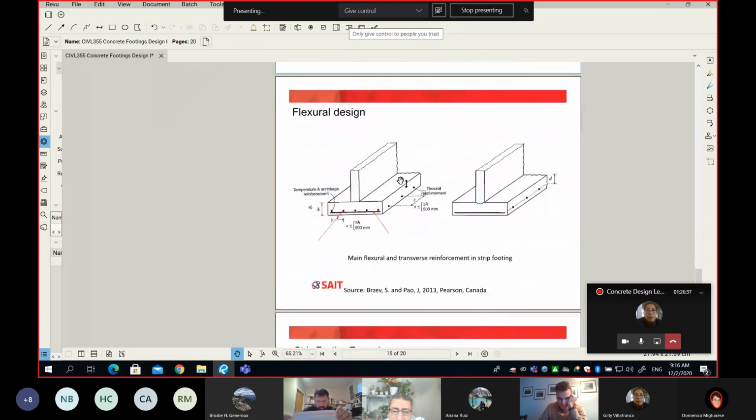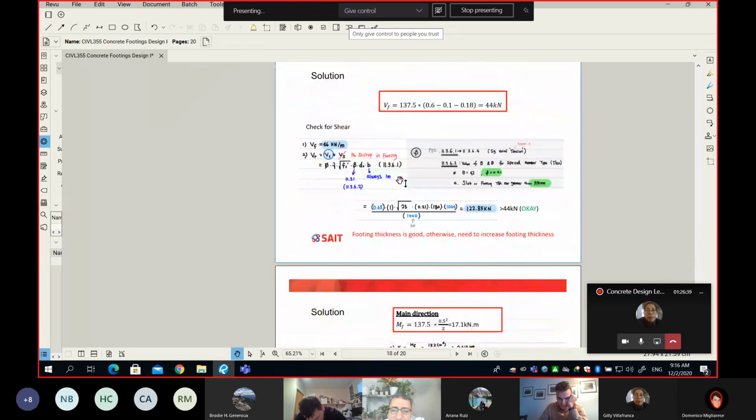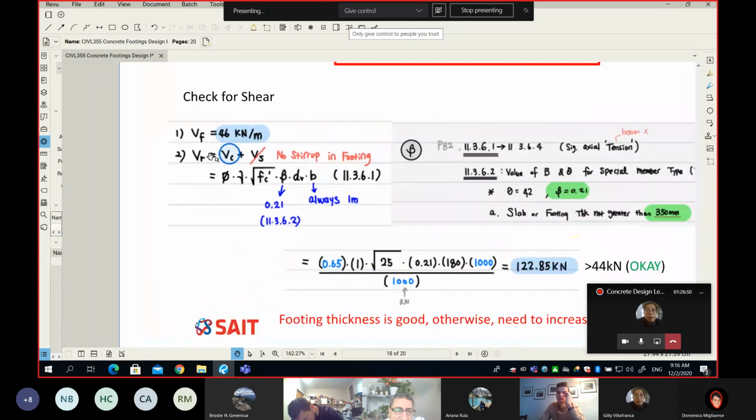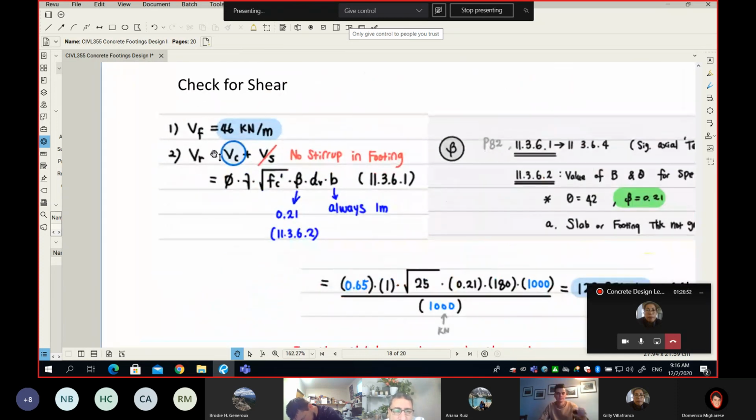Next, once you have the Vf, we want to make sure that my concrete has enough capacity, which means my Vr, which is my Vc, must be more than this 44 kilonewton. Now let's do it. The Vf is 46, and we're trying to find my Vr. In general, Vr is equal to Vc plus Vs. Since we have no stirrups in a footing, we cancel out the Vs. How much is my Vc? Nothing new. It is phi c multiplied by lambda, square root of f'c, beta, dv times b.